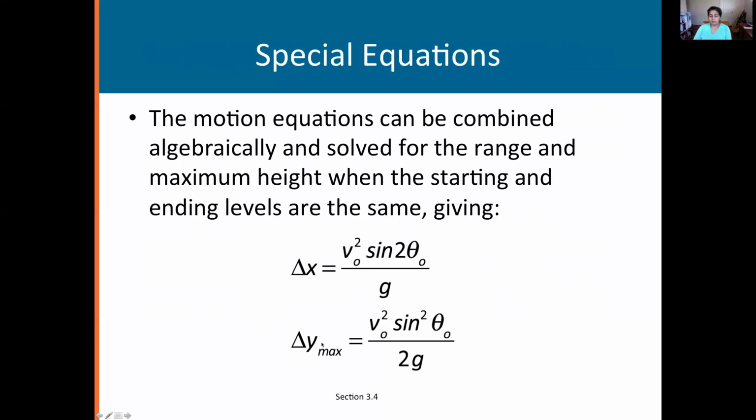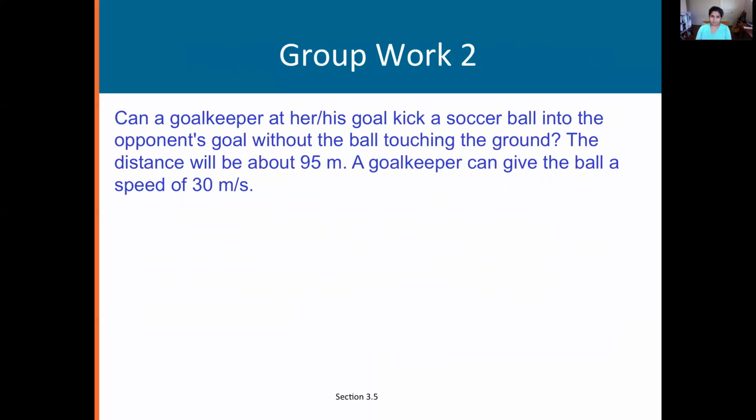These apply only when the launch height and the final height are the same. So the ending and starting levels have to be the same. If you throw a ball off a cliff and it lands on the ground, you cannot apply these equations because their starting and ending heights are completely different, okay? So you need to bear that in mind. It's always these assumptions, these caveats that need to be borne in mind in physics.